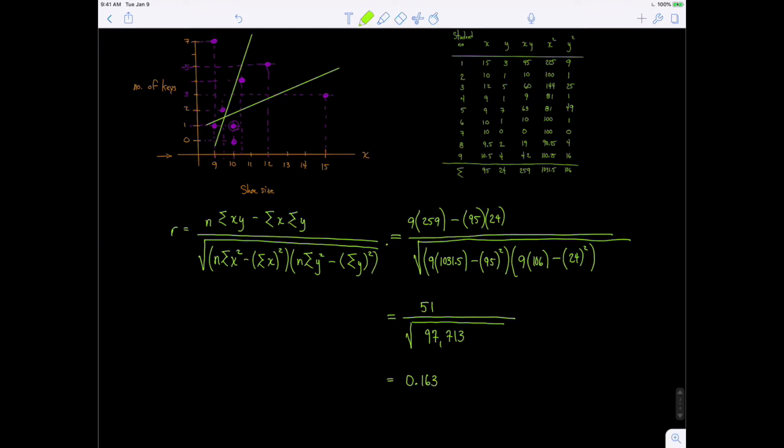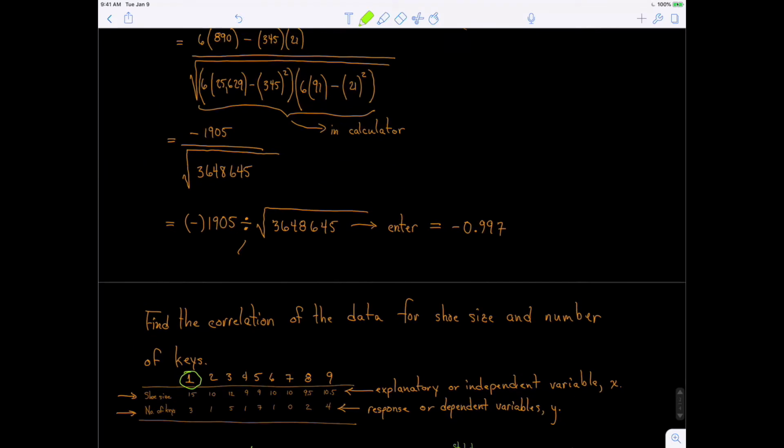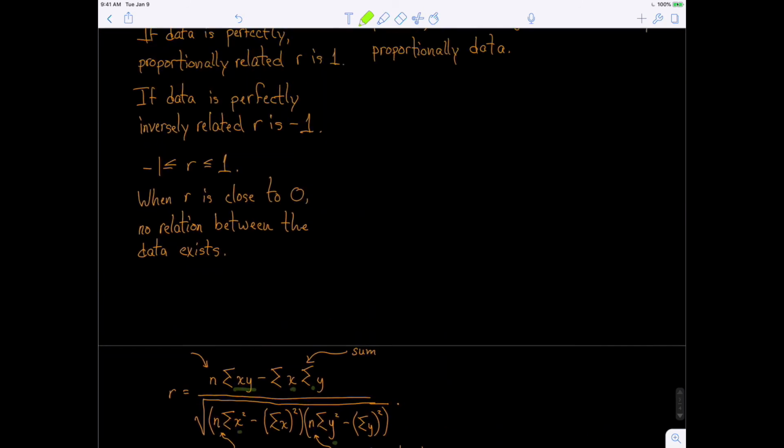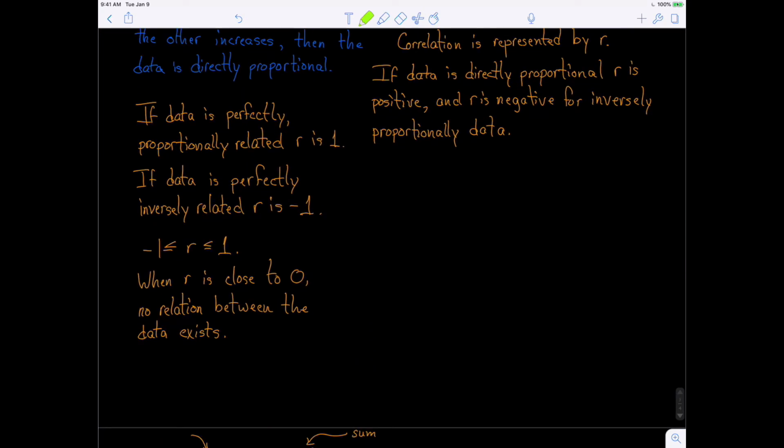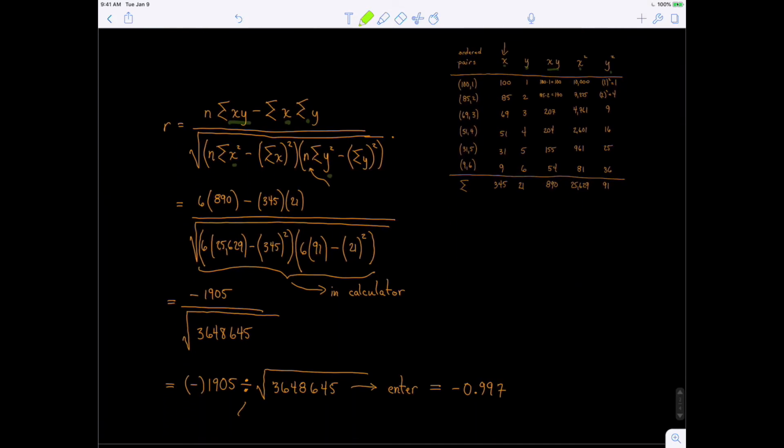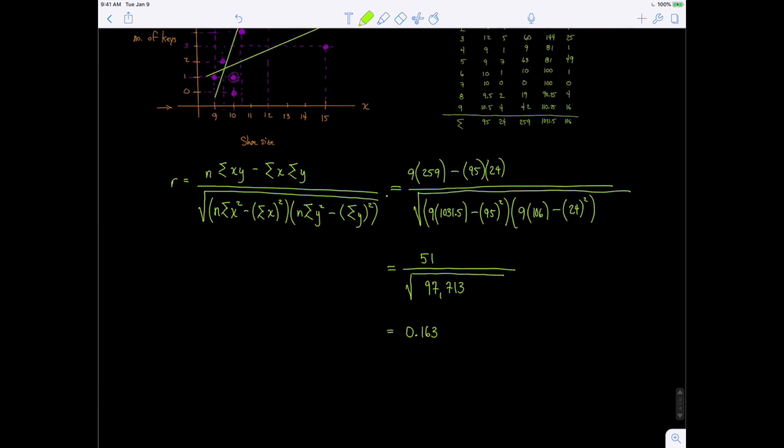Remember what we said. Hang on, we're going to go all the way back to the top. So hold on, don't get dizzy now. Look at this. It says when r is close to 0, no relation between the data exists. So we're definitely not close to -1 because our value is positive. And it's definitely not close to 1. Remember, if it was close to 1, it'd be like 0.9 something or 0.8. We're not. We're close to 0. So what does that tell us?